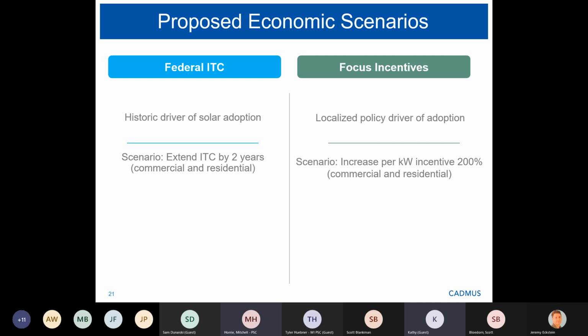And then I think I heard an ITC extension and technology cost were not so important and something else should be considered there.